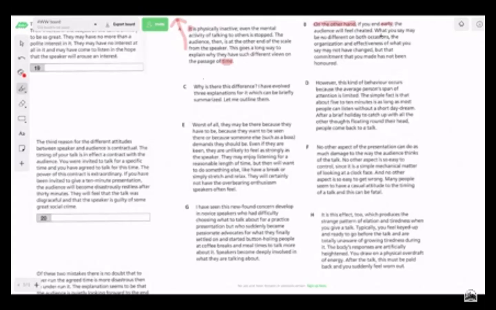Those are two words that stick out to me immediately. Why is there this difference? What difference? Again, that has to refer to something. "I've evolved 3 explanations for it." I think that is the biggest, easiest clue ever. We'll come back to that.